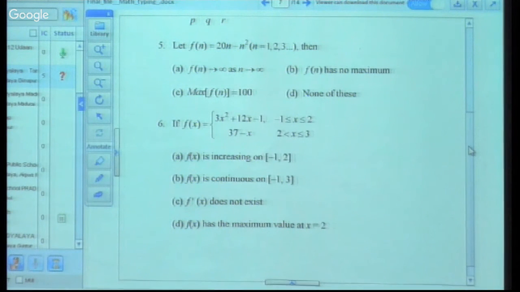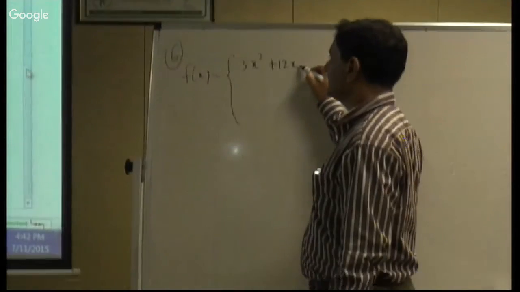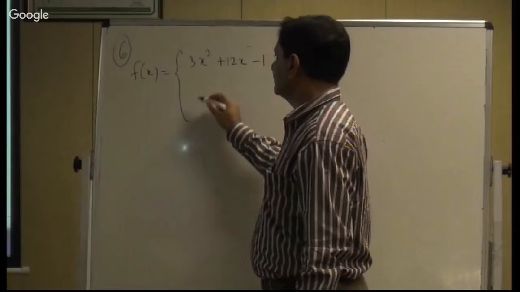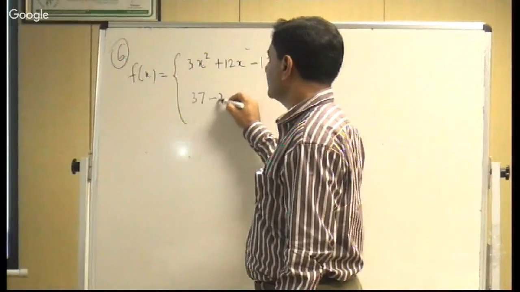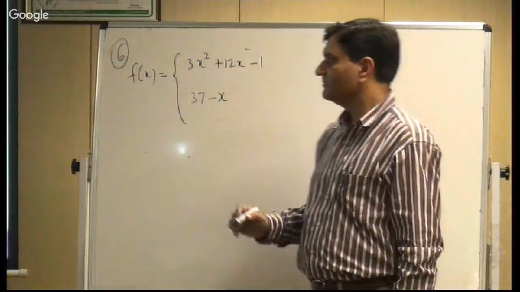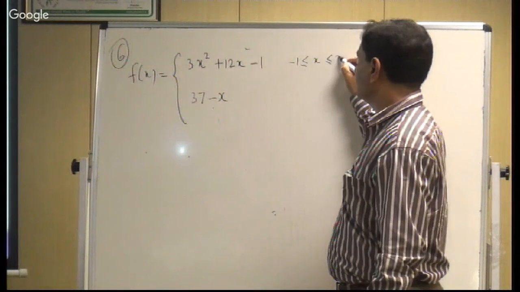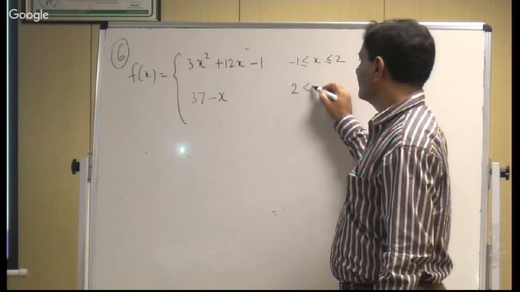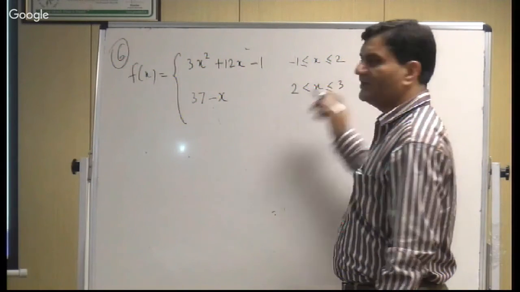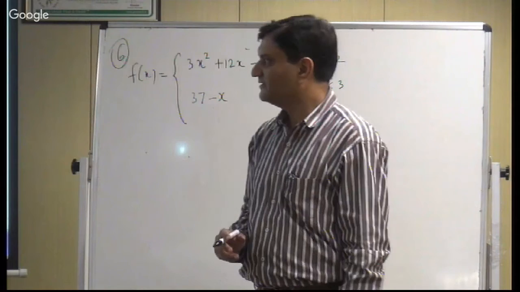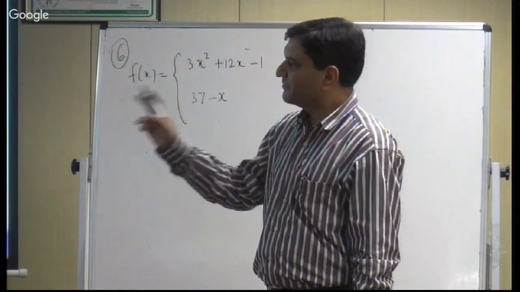See the function, question number 6, fx is equal to 3x square plus 12x minus 1, and 37 minus x. Here you have x between minus 1 and 2. It is a piecewise defined function. Piecewise defined means for different intervals you have different functions, right? Now which one of the options is correct?